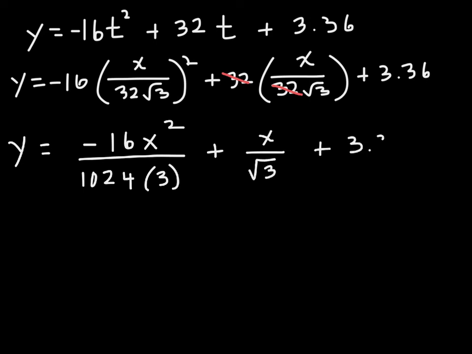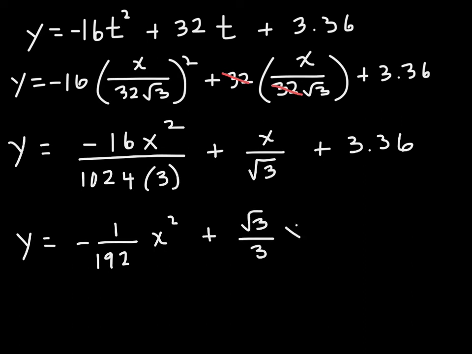Now let's clean this up even more. So now we have y is equal to negative 1 over 192, which is what that simplifies to, times x squared, plus, and then if we rationalize this, we get root 3 over 3 times x, and then plus 3.36.